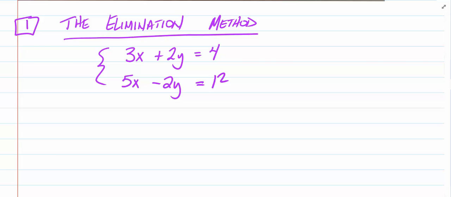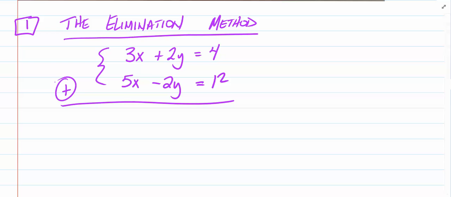I have 3x plus 2y equals 4, and I have 5x minus 2y equals 12. Anybody notice anything nice about this one? Amy, what do you notice there? There's a positive 2y and there's a negative 2y, okay? And this is actually really nice for us because look what would happen if we added these things vertically. This is a very basic example to get the point across, okay?